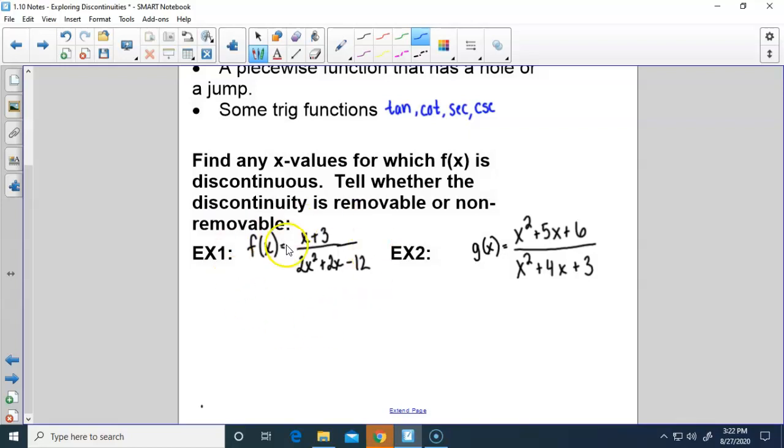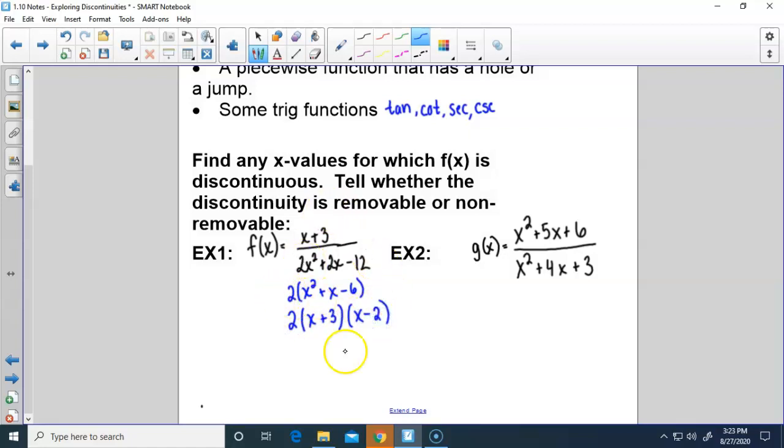So when we're looking at example 1 here, what we have is a fraction. And we know we cannot have zeros in the denominator. So we want to look at that denominator and factor it out. To factor this denominator, I would start by factoring the 2 out. Factor out that greatest common factor. So you'd have 2 times x squared plus x minus 6. Technically, you don't have to do that, but it's going to make it a little bit easier to factor. And then x squared plus x minus 6 is also going to factor. So I could factor x, and we could do a plus 3 and a minus 2.